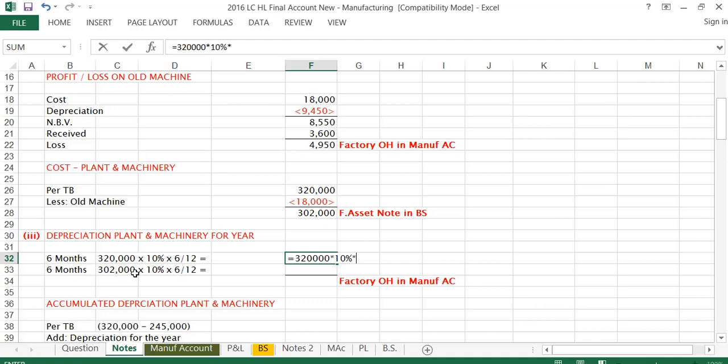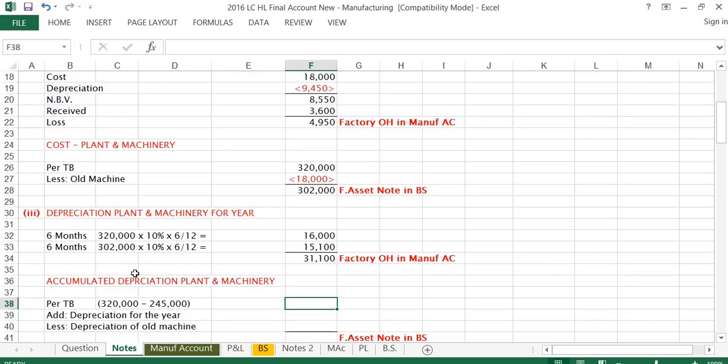And then we're going to multiply that by 6 over 12 for 6 months. And for the next 6 months, the cost was 302,000. And again, I'm going to multiply that by 10%, the rate of depreciation, and again by 6 over 12 for 6 months. So the total depreciation of plant and machinery for the year is 31,100, and that will go as a factory overhead in the manufacturing account.